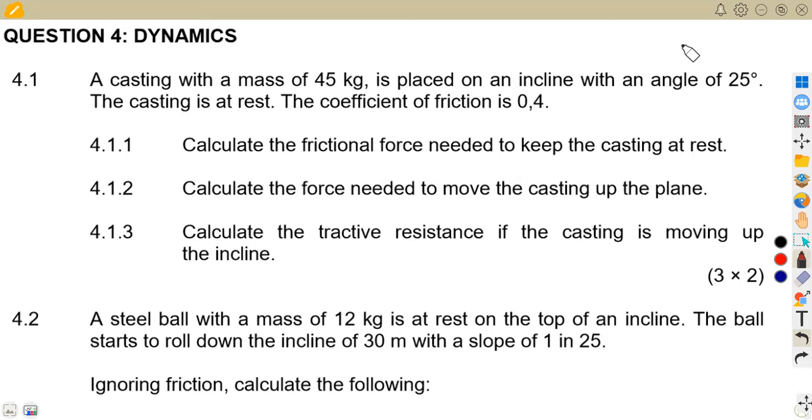Still working on engineering science, and for that is dynamics from the question paper of April 2023. So we are going to be working actually on question number 4.